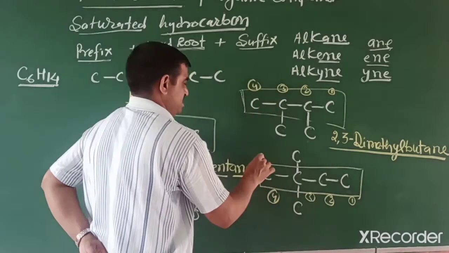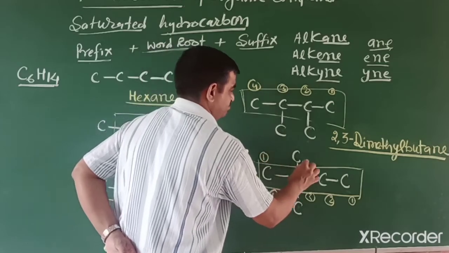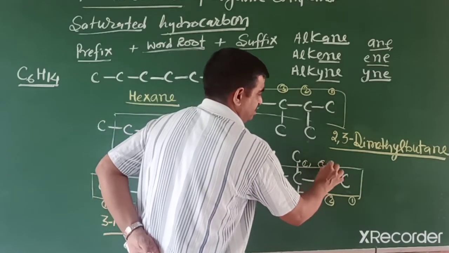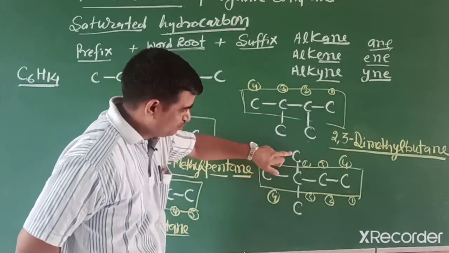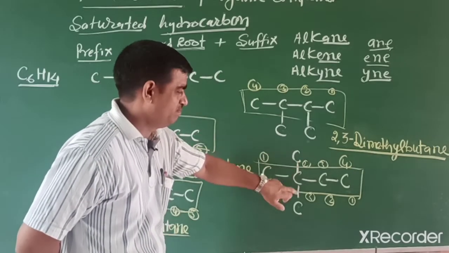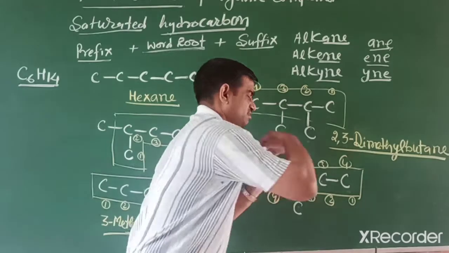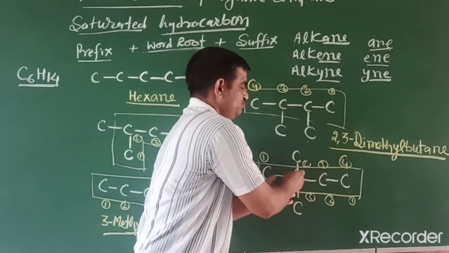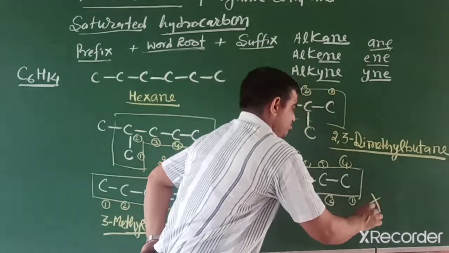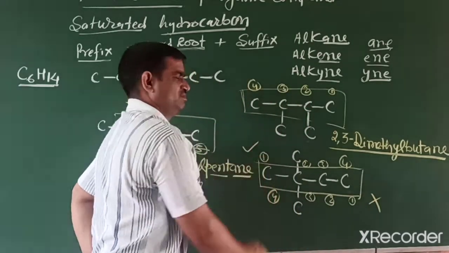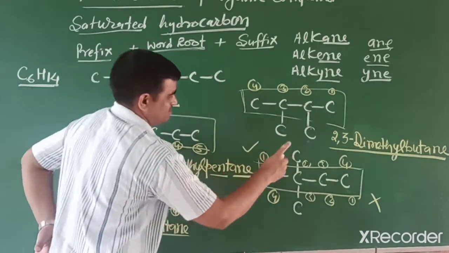And if I start from this side, 1, 2, 3 and 4. If I start this side, then the substituent carbon gets number 2, but if I start from the right hand side, then its substituent carbons both get number 3. So this way is wrong. We have to start from this side. So what is its name?